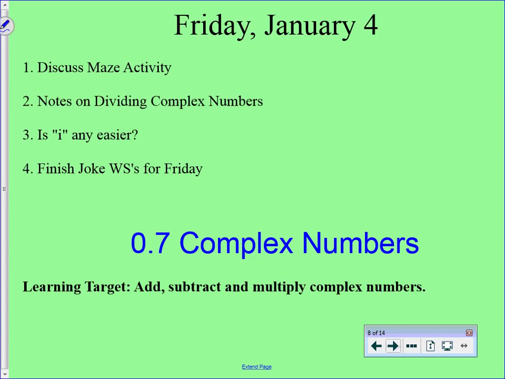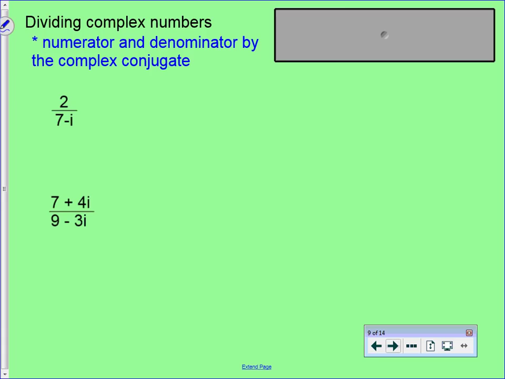So hopefully if you wanted, you could stop the video and try your homework for today's assignment with adding, subtracting, and multiplying. Now the rest of this video is going to look at dividing complex numbers. So when you are dividing complex numbers, your goal is to multiply the numerator and the denominator by the complex conjugate.